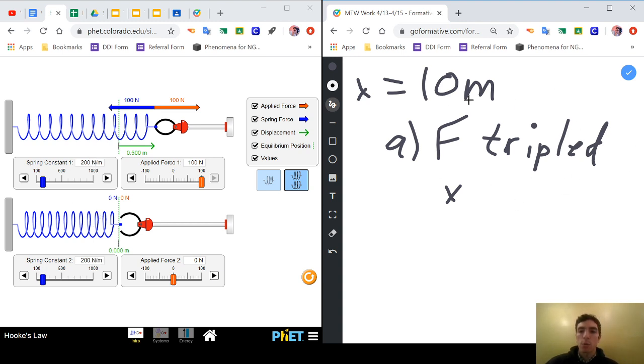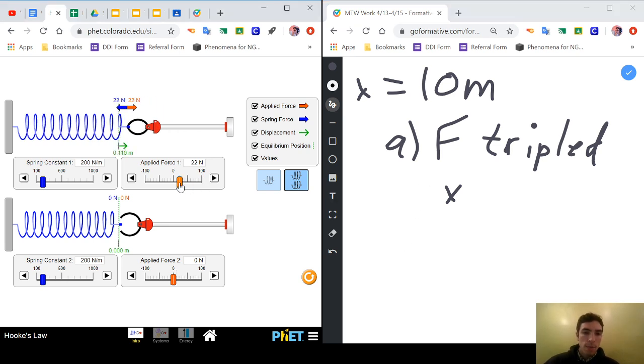So if I'm seeing what happens when I do something to the force, I need to make sure that my spring constants are the same, so that's not skewing my results. And I'm looking at what happens if I triple my force. So let's apply, let's say, 20 newtons on spring 1, and then I want to triple that force for spring 2, so I should apply 60 newtons on spring B. And let's compare their displacements.